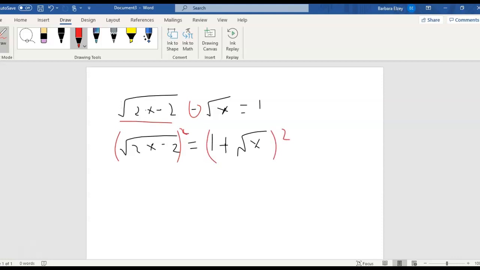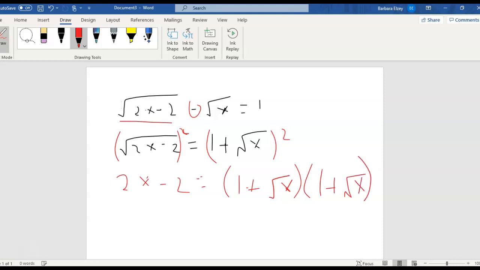Okay, so on the left, the square and the square root cancel out, and I just get 2x minus 2. And on the right, though, we've got to write this thing out, and we have to FOIL it out. And we're still going to have a radical. Okay, so on the left, I'll just leave that alone for the moment. Let's go ahead and FOIL out our right.